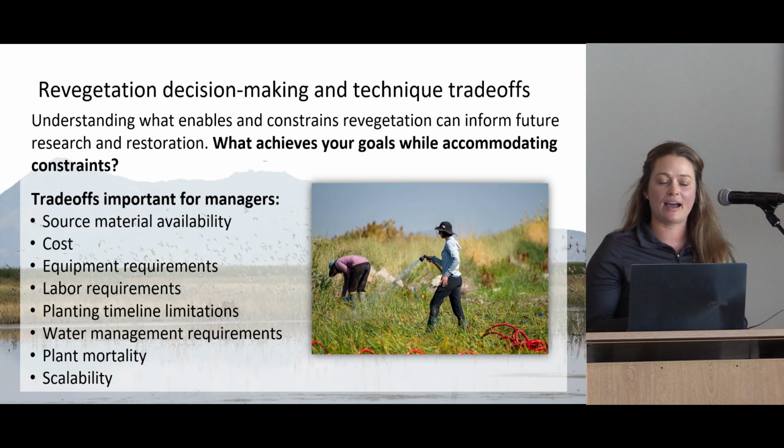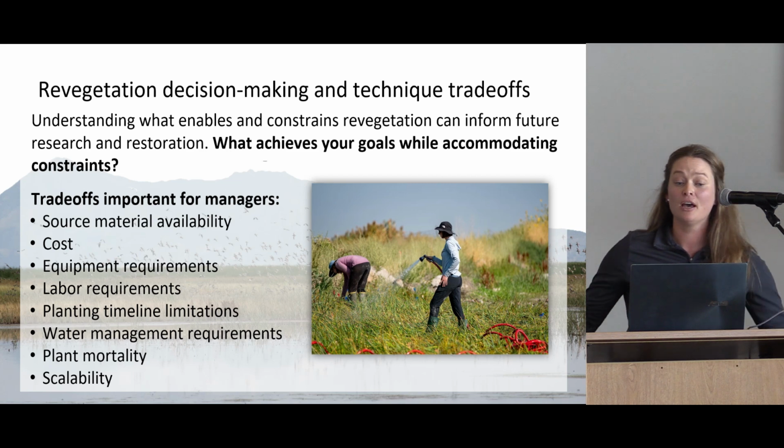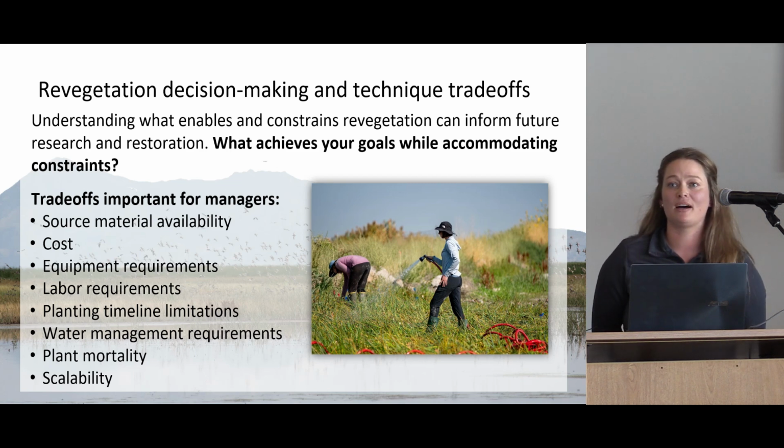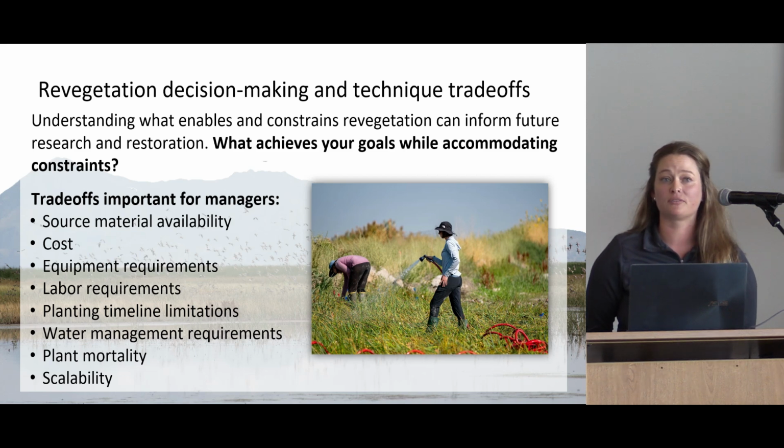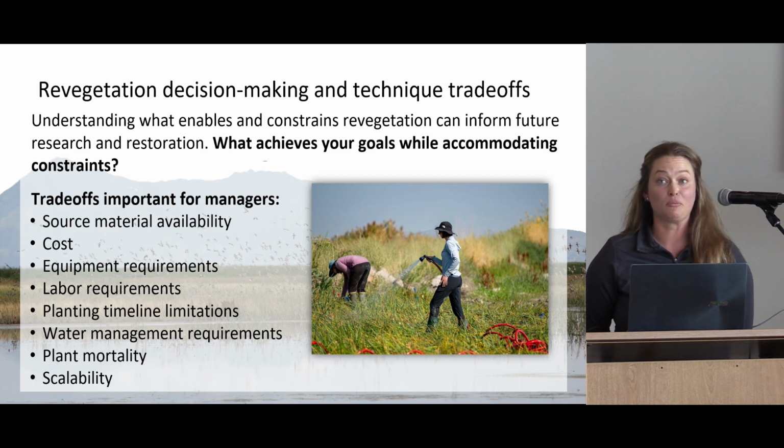So the list that I have here, and what you're going to see on my following slides, include these common trade-offs that most managers have been reporting. That's source material availability, which we just talked about in our previous section, cost of material, but also cost of implementation, right? There's a lot of costs that go into restoring these wetlands, so it's not just the cost of the material alone. We also have specialized equipment requirements for some of these different techniques. So consider if that's something that you need to invest in, or if that's something that you already have available to you. Labor requirements, right?